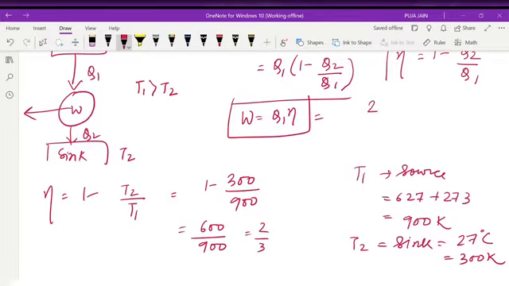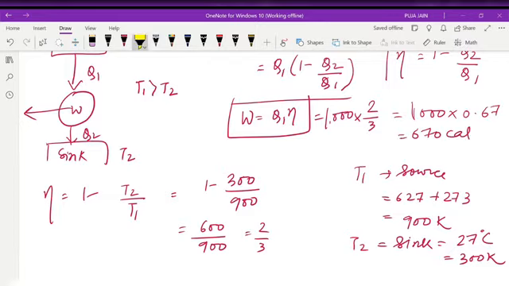Very good. Q1 is given in the question as 1000 calorie. So just multiply: 1000 into 2 by 3 is 0.67, so 670 calorie. We got our answer as 670 calorie. The extra thing we calculated, eta, was not asked, but it was needed for calculating the work done.